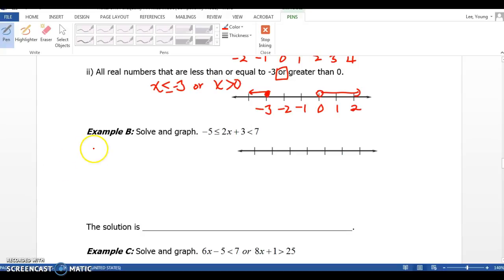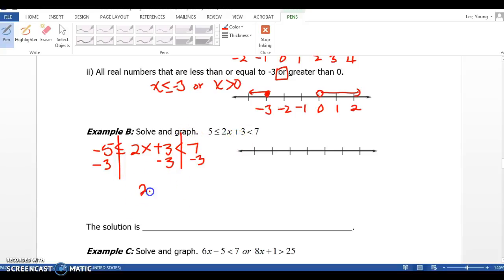I'm going to rewrite this right here. Then here's how you solve it. When we solve, you always want to isolate x. So we need to think of, how can I isolate x? What do I need to do? I need to get rid of 3. So in order to get rid of 3, I need to subtract 3. When I subtract 3, I need to subtract 3 from 7 and -5. So I need to subtract 3 from all sides.